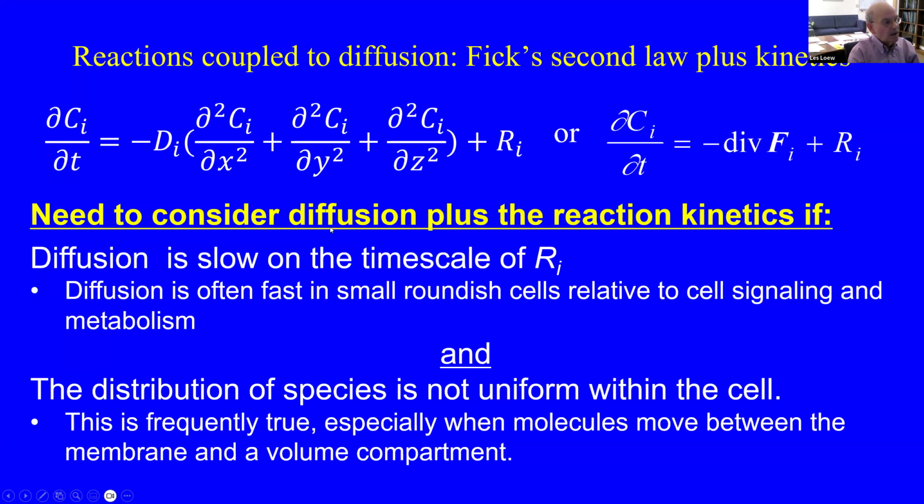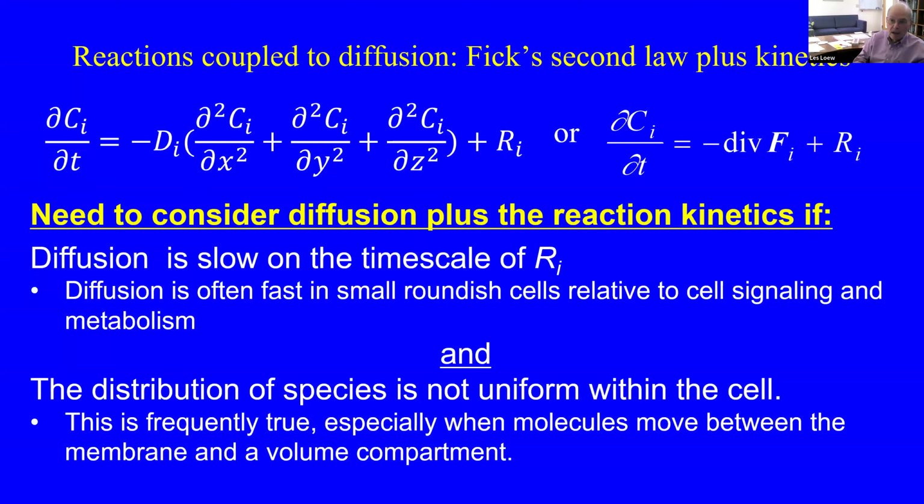So when do we need to consider diffusion? Well, let's start with the second point here. You need to consider diffusion, obviously, only if the molecules that you're interested in, in your overall system, are not uniformly distributed at time zero. If everything is uniform, if you have a box and all the molecules are uniform, then no matter what the reactions are, there's never going to be a diffusion gradient, right?